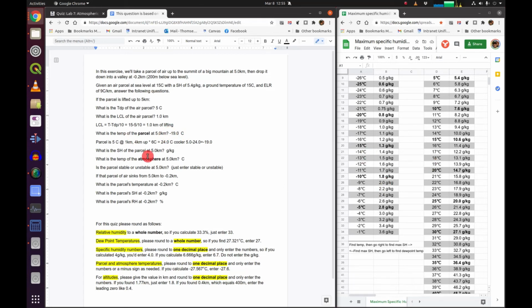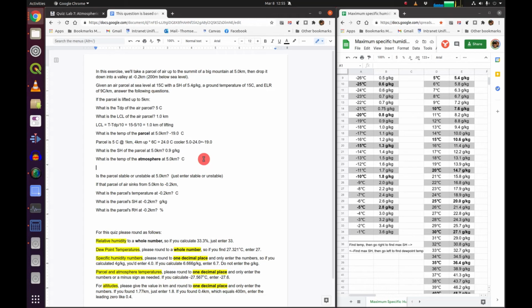And now we know the temperature of the parcel, negative 19. If we know the temperature, we can find the specific humidity of the parcel. The dew point temperature, oh, I'm sorry. We know the temperature, negative 19, we slide to the right, 0.9 grams. If it's specific humidity, round to 1 decimal place. That's good.